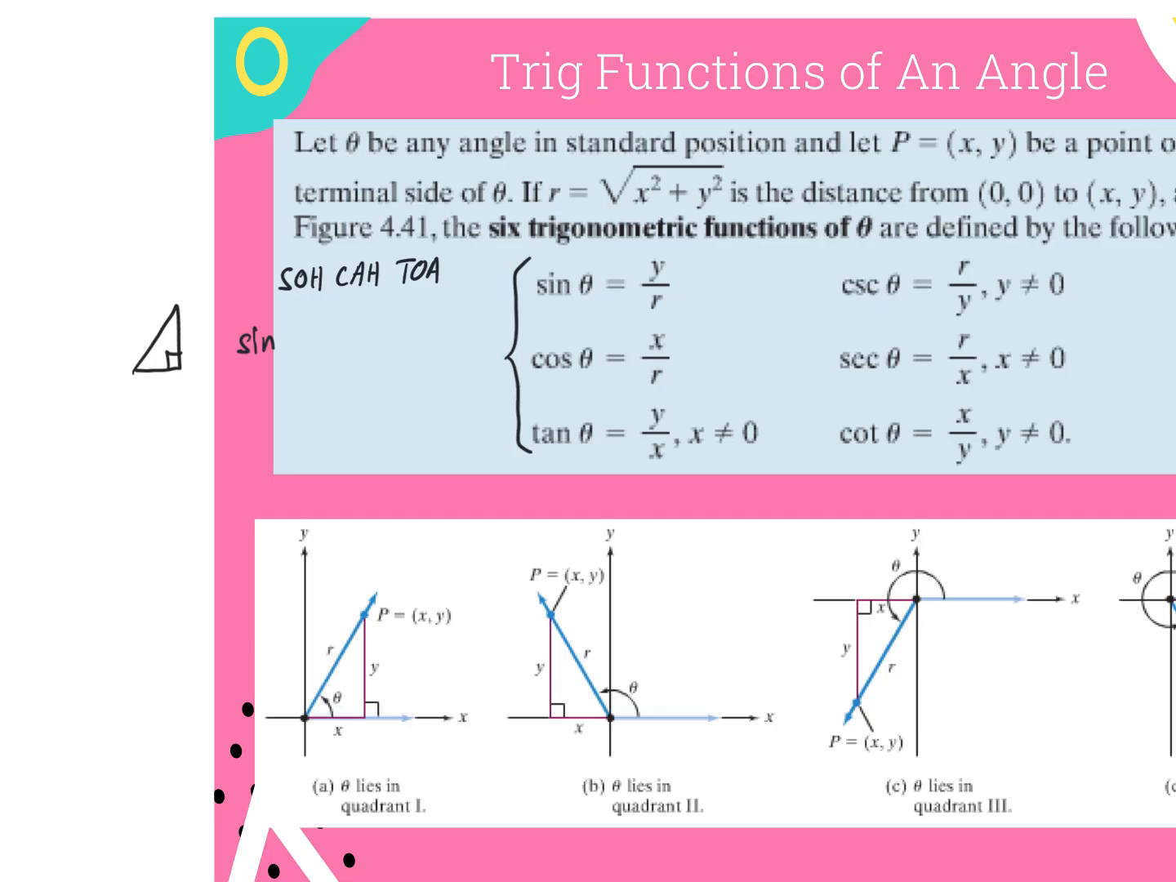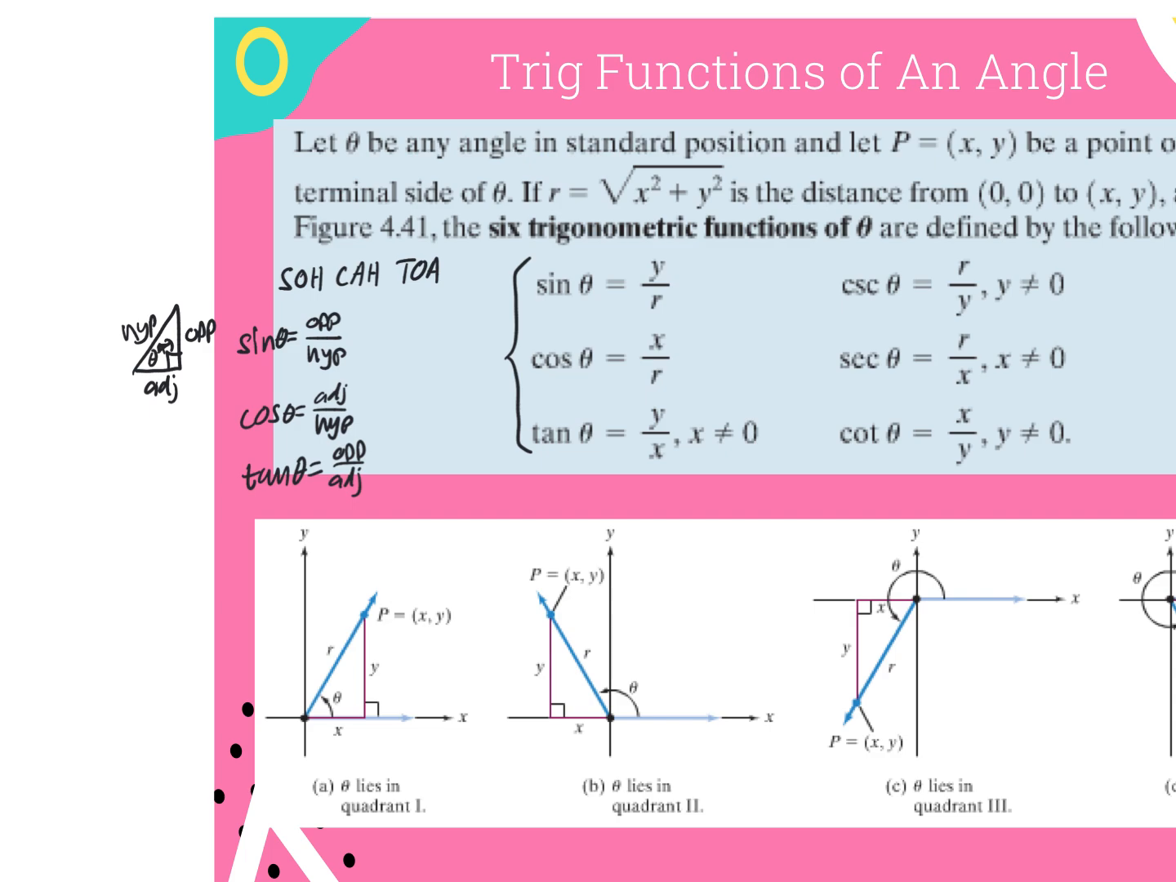So let's say this is our right triangle, and this is our angle theta. We call this side opposite of that angle. The side that's next to it is the adjacent side. And the side across from the right angle is the hypotenuse. So sine of theta is opposite over hypotenuse. Cosine of theta is adjacent over hypotenuse. And tangent of theta is opposite over adjacent. That should be familiar to you.